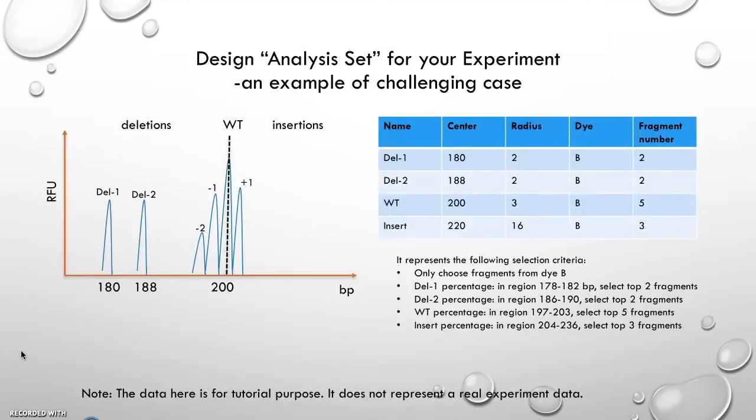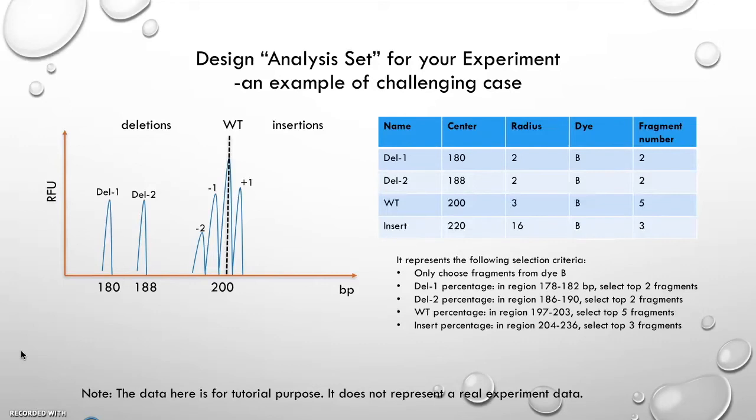Here, we spend some time on a complicated case. For example, for this study, there are multiple peaks around wild-type positions. However, there are 2 distinct fragments in the deletions region. And there are no obvious insertions. For this case, it would be better to design the following analysis set. It represents the following selection criteria.